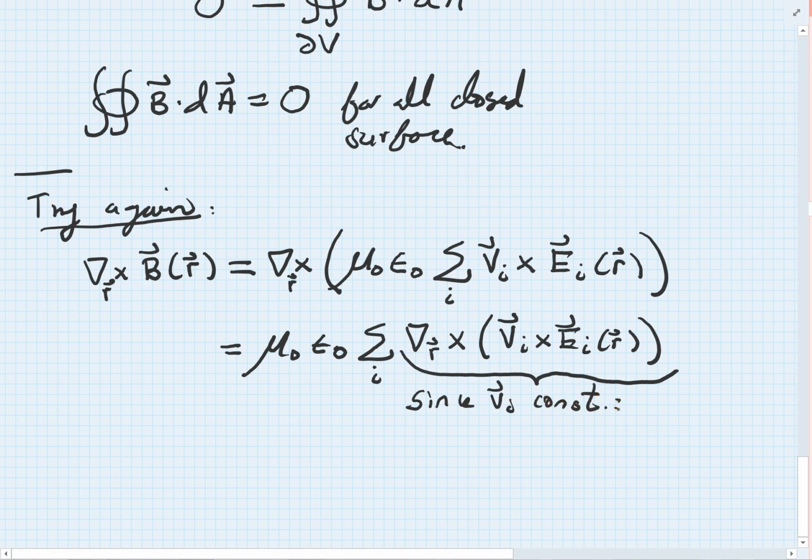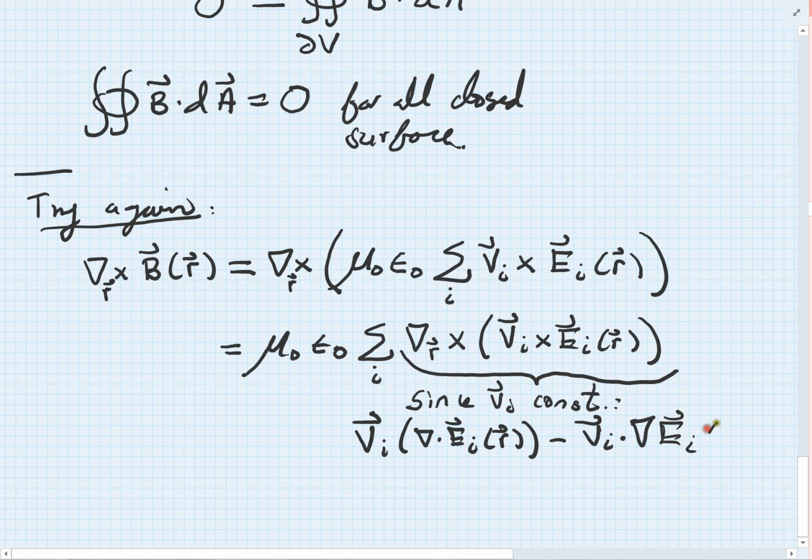And that vector identity gives me then the following result, that this combination of derivatives and cross products ends up giving me just the velocity of the ith particle times the divergence of the electric field associated with the ith particle. Well, now that's something interesting. We know something about that divergence. Minus then, and remember we have to get vectors out of this, we get the velocity of the ith particle dotted with the derivative then of the electric field associated with the ith particle.